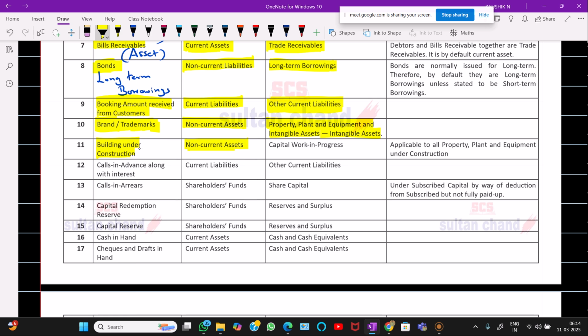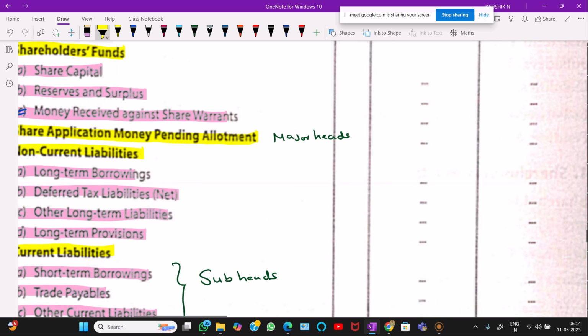That's why the word says building is under construction. Anything which is under construction, we call in simple words work in progress. Anything which is in the construction phase, we call in simple words as work in progress. Now come back to your balance sheet.